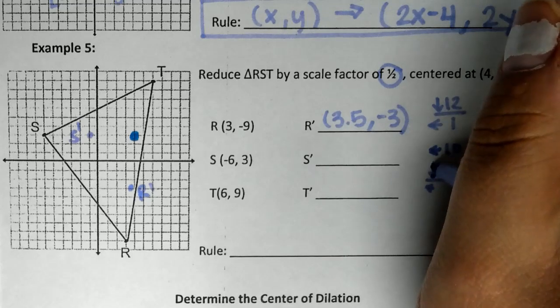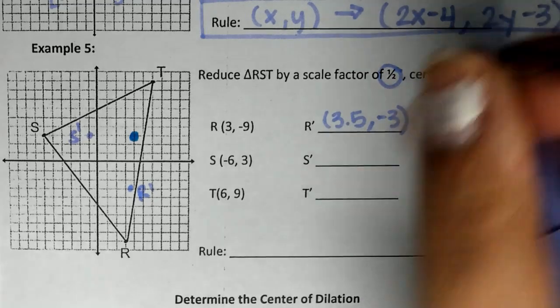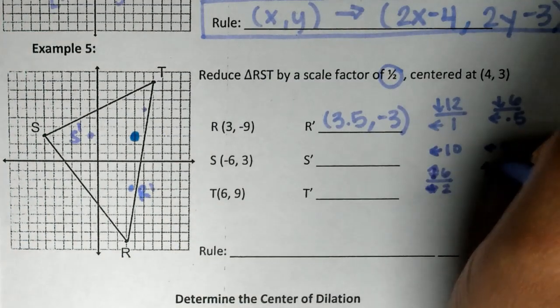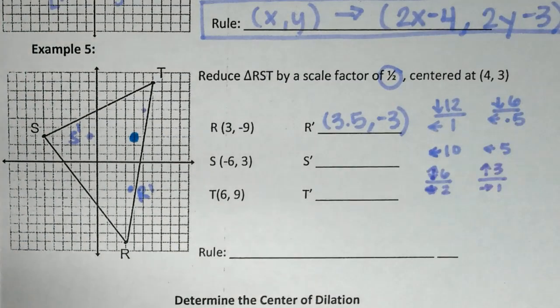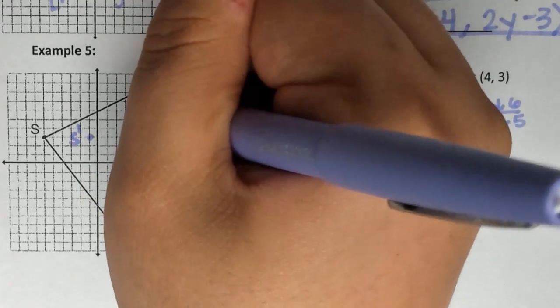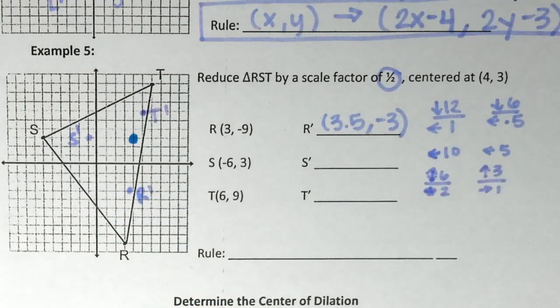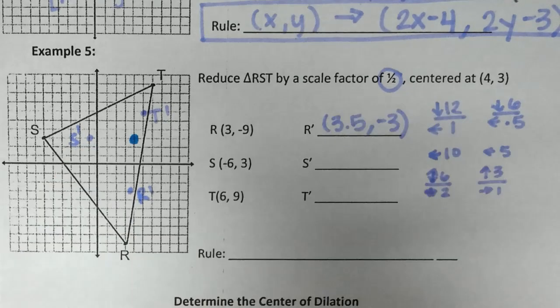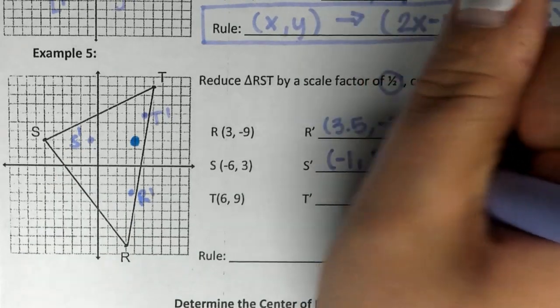Oh no, it's up 6. Did y'all go left 10 for that S? So then halfway would be left 5. S doesn't go up or down at all. What point is that S prime at now? 3.